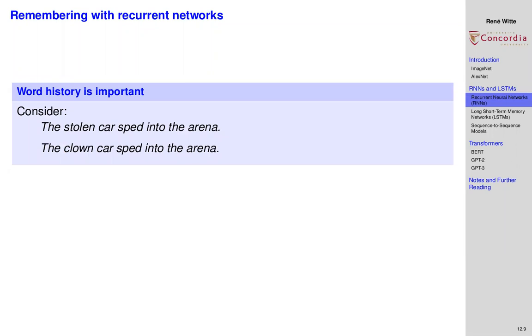So one issue in natural language processing is that, as we discussed earlier, the order of the words is important. If you look at two sentences like this, the stolen car sped into the arena or the clown car sped into the arena, they have two quite different images, two quite different meanings behind them. And the point is that at the end of the sentence, you have to sort of remember what happened earlier to get the overall picture.